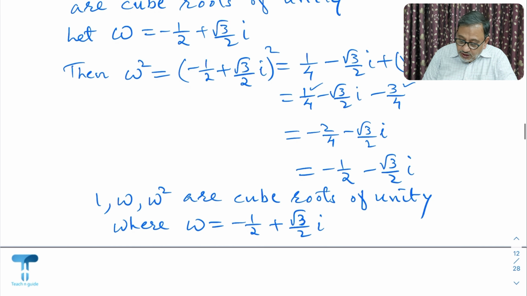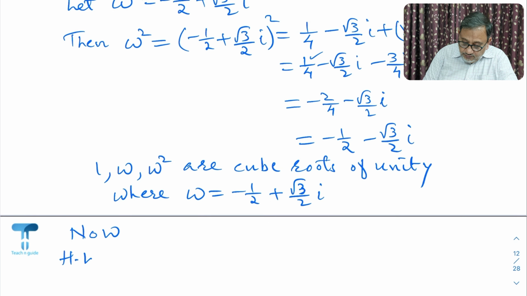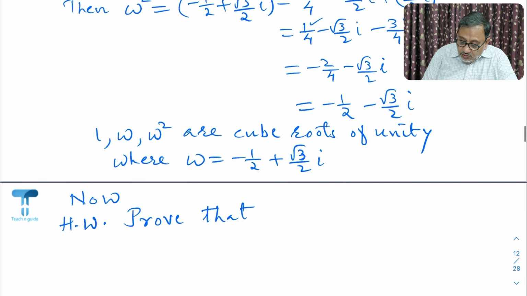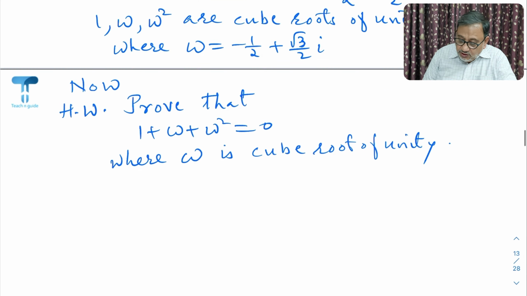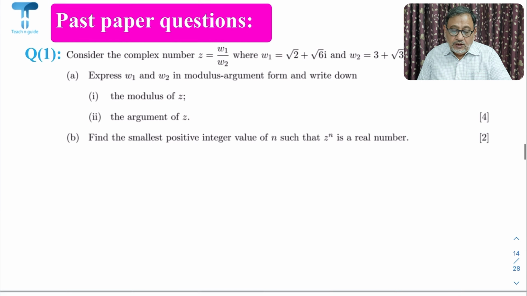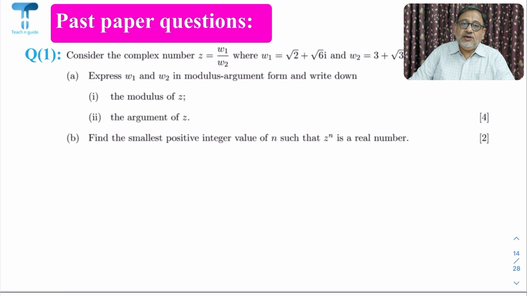Okay. Now I am giving you homework. Prove that 1 plus omega plus omega square is equal to 0, where omega is cube root of unity. Okay then. Now we will start the past paper questions, right?